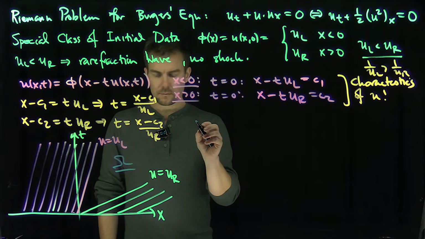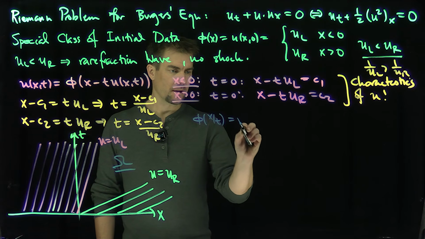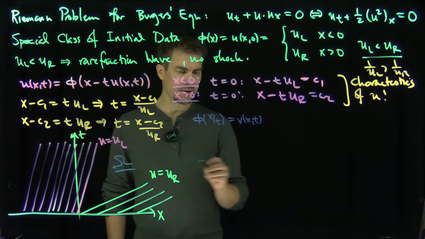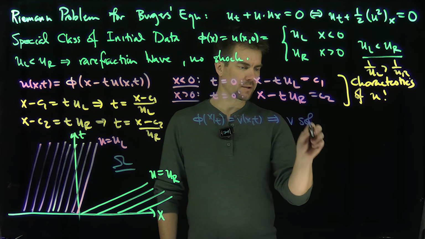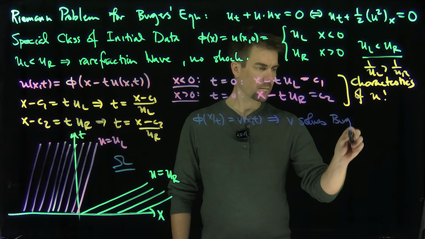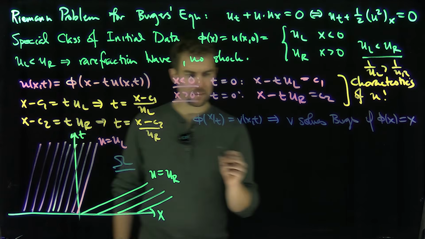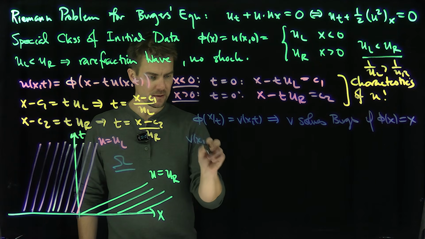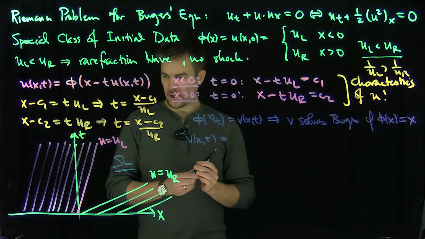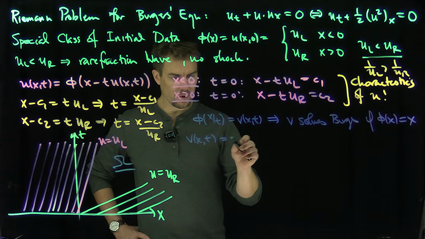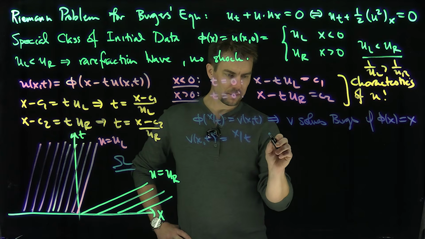Well, what do we know? We look for solutions that are self-similar of the form phi of x, t is my function of v of x over t. And we've seen this in previous videos that when you plug this into Burgers' equation, you see that v solves Burgers' if phi of x is equal to x, right? In other words, v of x, t is just going to be a stream of curves that look like x over t. That solves Burgers'.